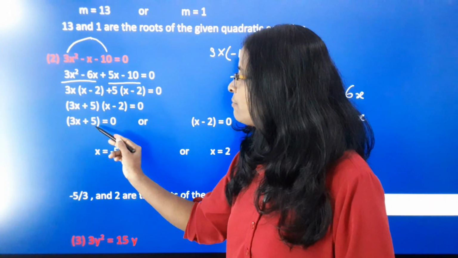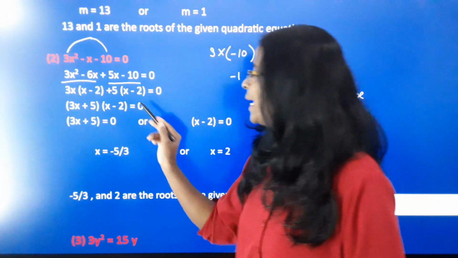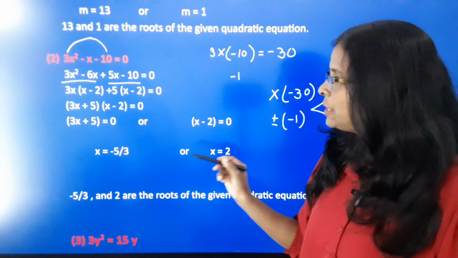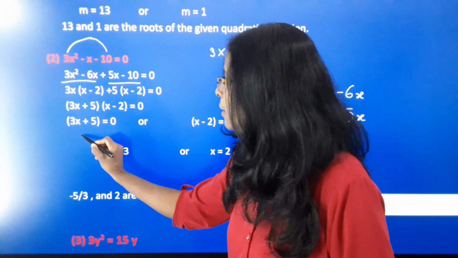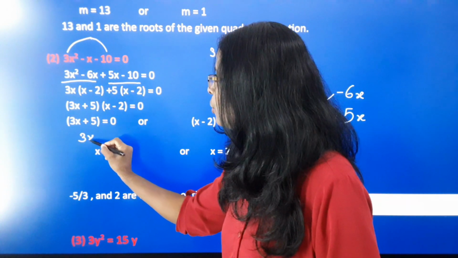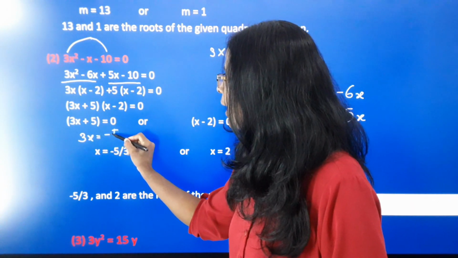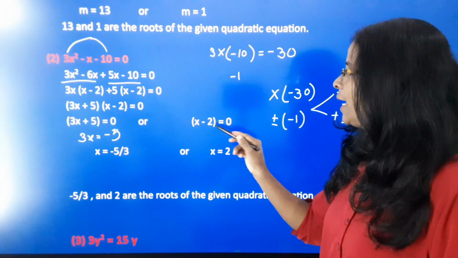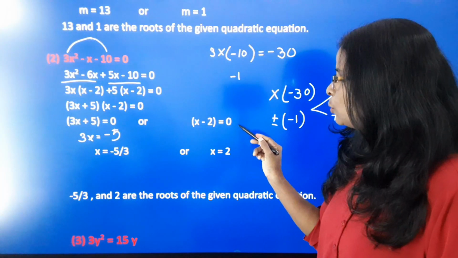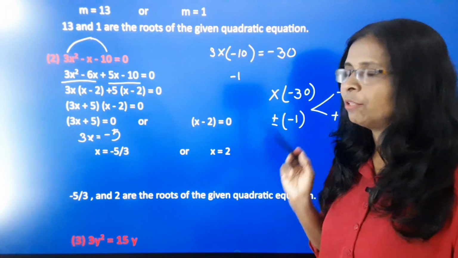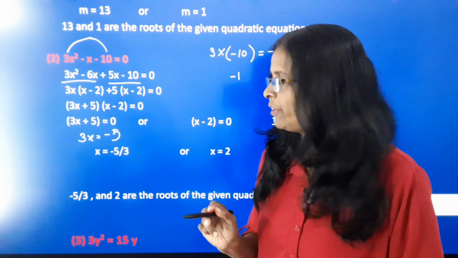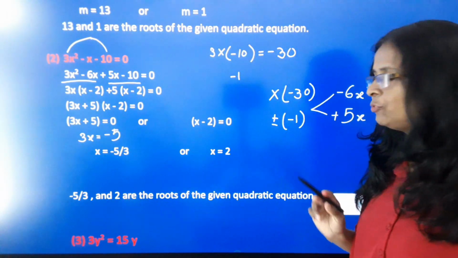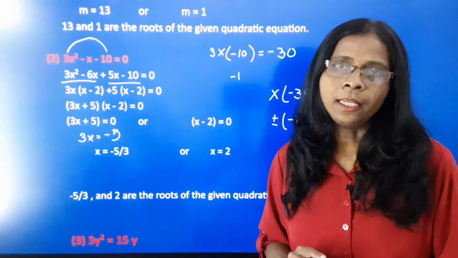So 3x plus 5 is equal to 0, or the second bracket x minus 2 is equal to 0. That means 3x is equal to minus 5 and x is equal to minus 5 by 3, or x minus 2 is equal to 0, that means x is equal to 2. In this way, minus 5 upon 3 and 2 are the roots of the given quadratic equation.